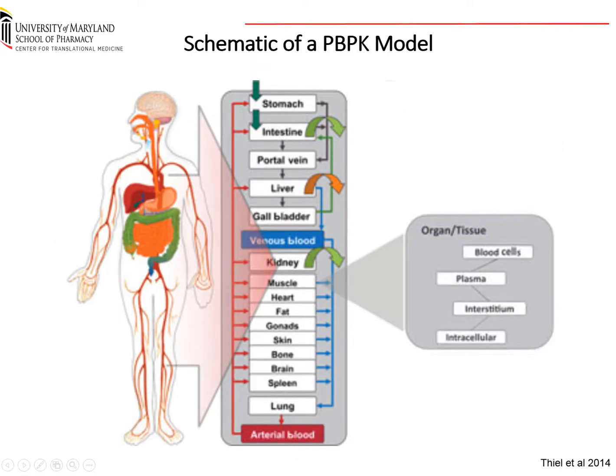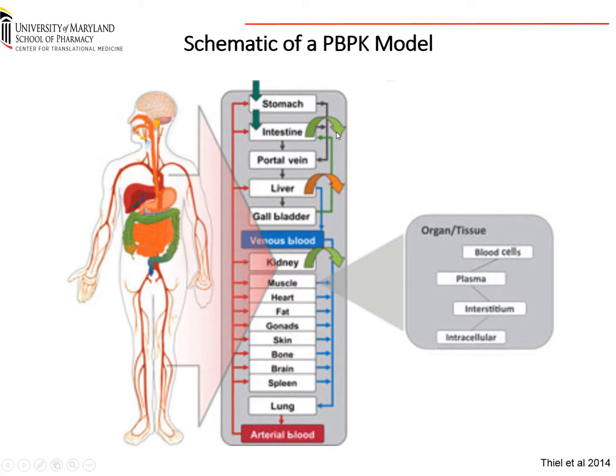So here is a standard schematic of a whole body PBPK model. Each major organ is modeled as a compartment, and your drug transfer is based on the blood flows. In each organ, you have the arterial blood flow coming in and the venous blood flow coming out. Please note that the lungs is the other way around. It's easy to forget.